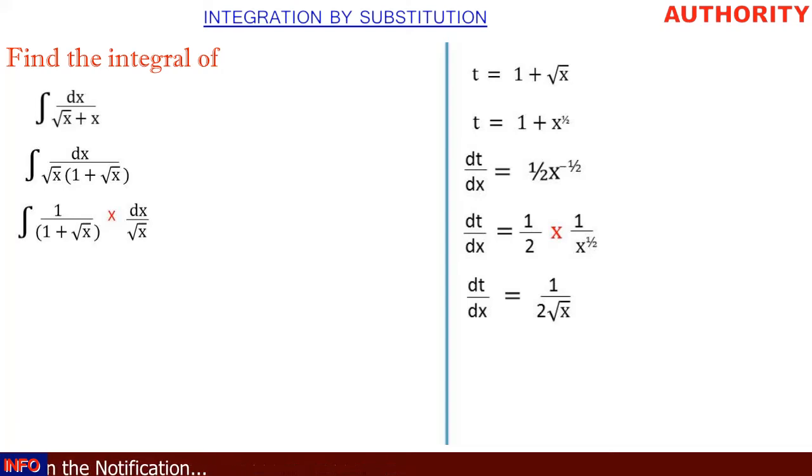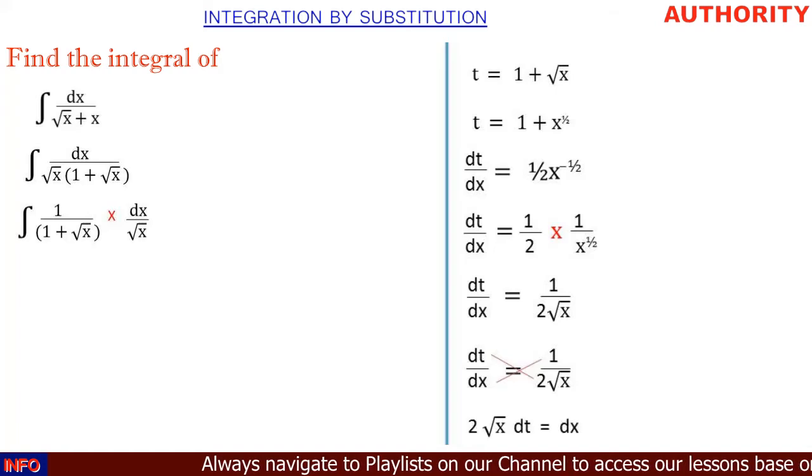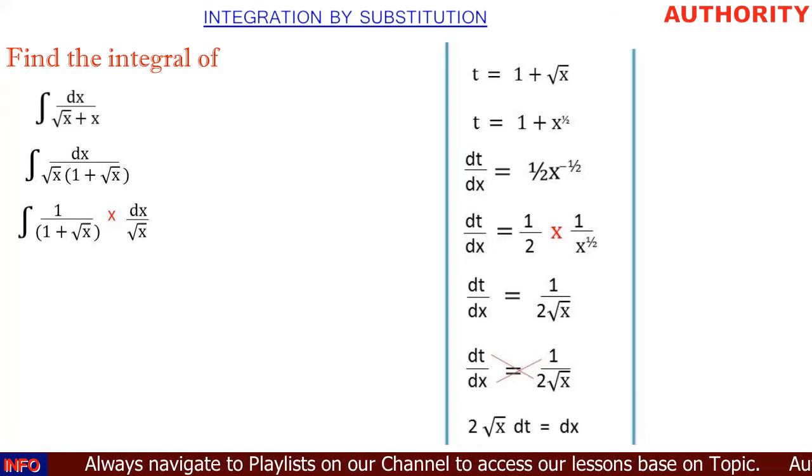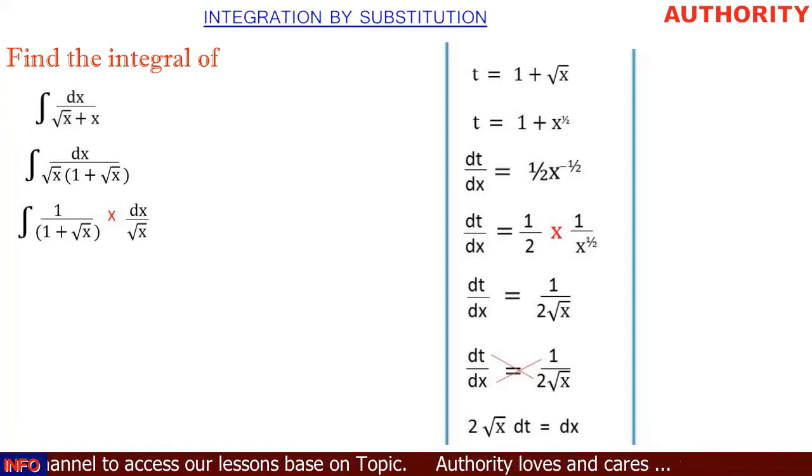This x raised to power 1 all over 2 can be written as square root of x. So we have 2 square root of x. Here we have dt all over dx is equal to 1 all over 2 square root of x. We can cross multiply. So when we cross multiply, we have 2 square root of x dt is equal to dx. Now, if we go back to our function, we have the integral of 1 all over 1 plus square root of x times dx all over square root of x.